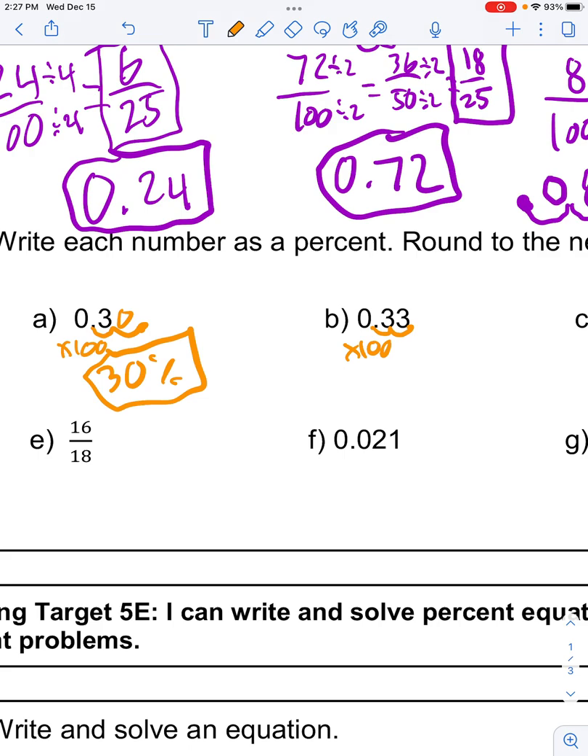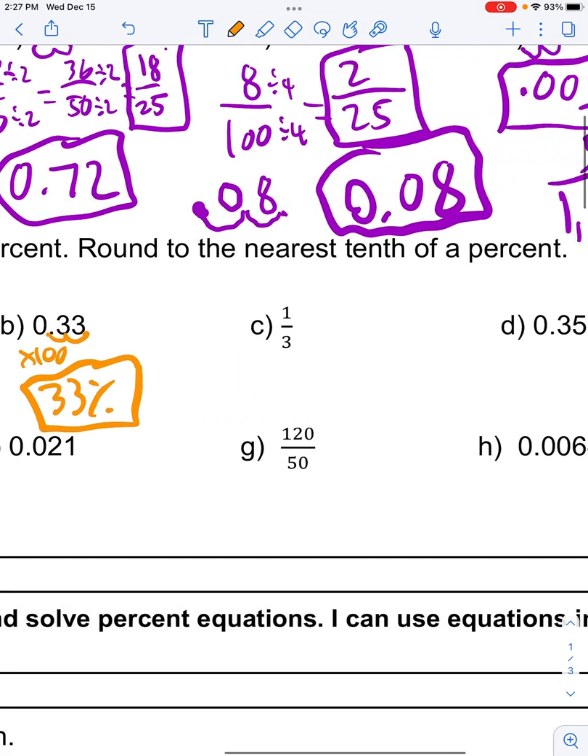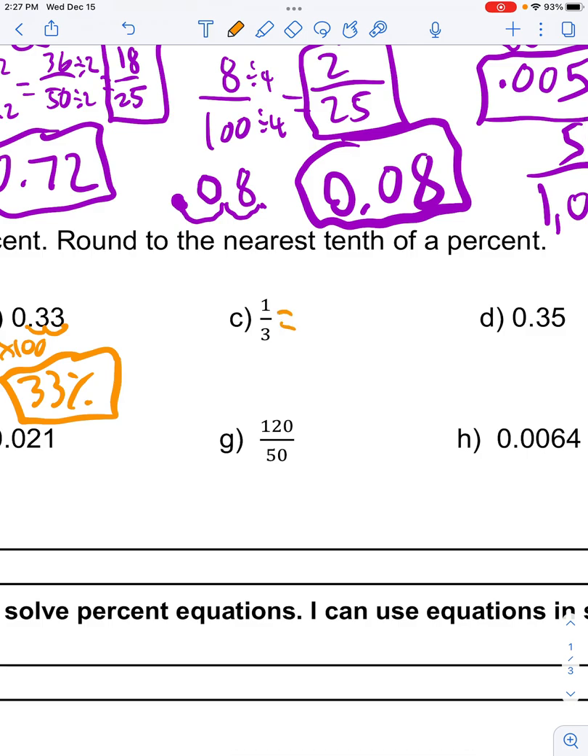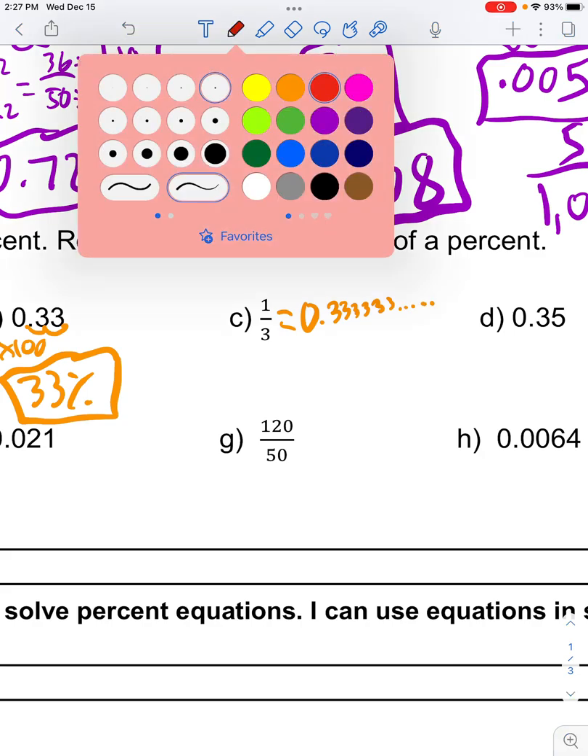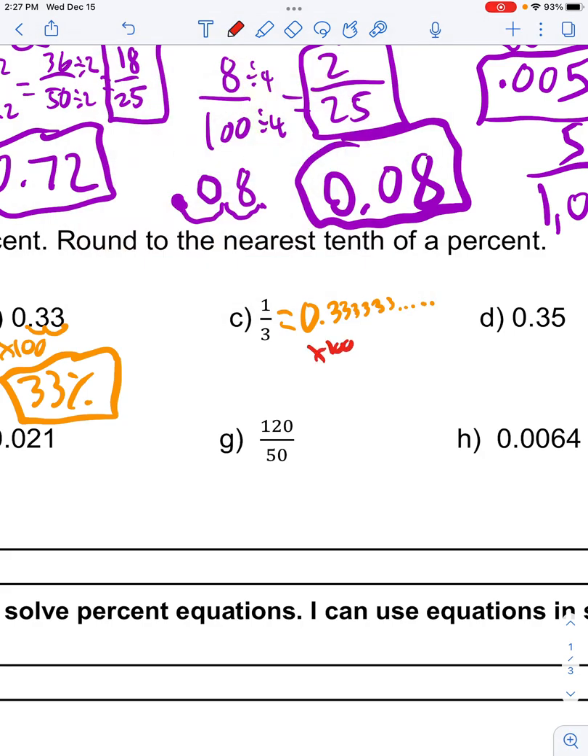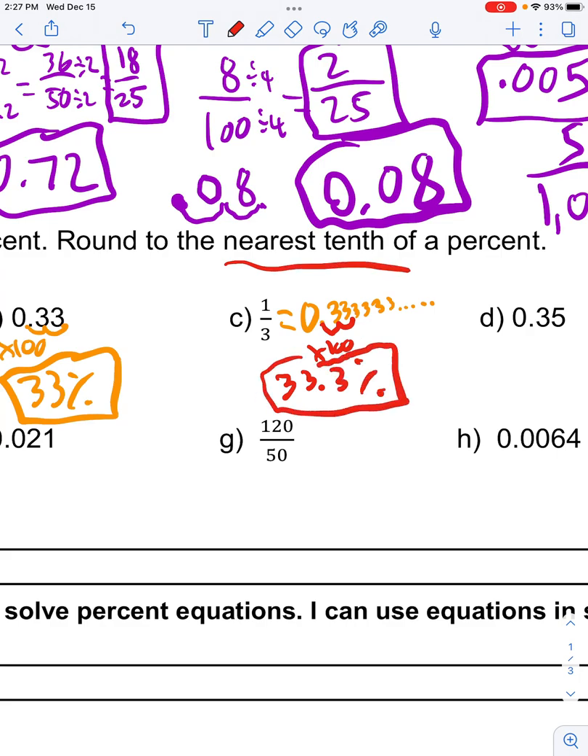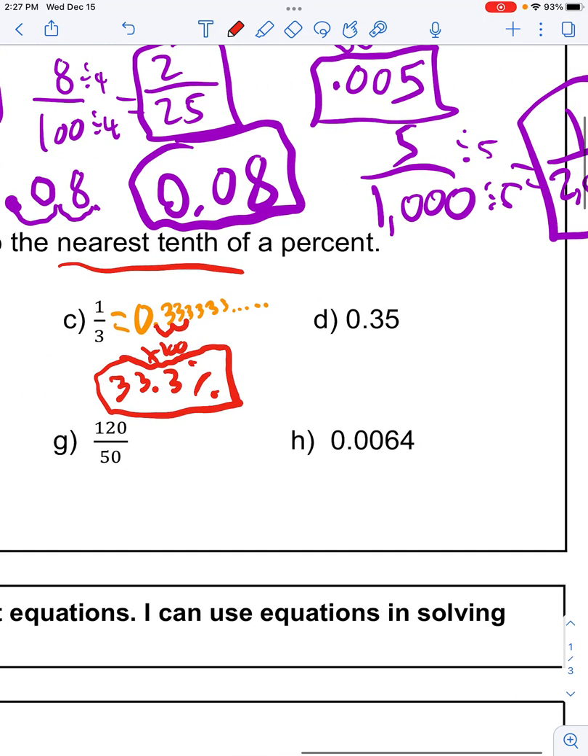Again, multiply by 100, move it over. That's going to give me 33%. 1/3 as a decimal is 0.3333333. It keeps going on and on forever. So when I multiply it by 100, it's going to be 1, 2, 33.33333. But right here it says to the nearest tenth, so I'm just going to say 33.3.